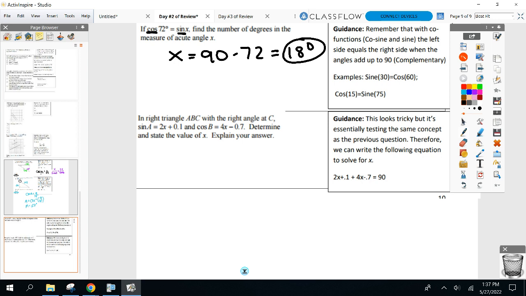And check it too. Is the cosine of 72 the same as the sine of 18? Ding, ding, ding. All right.